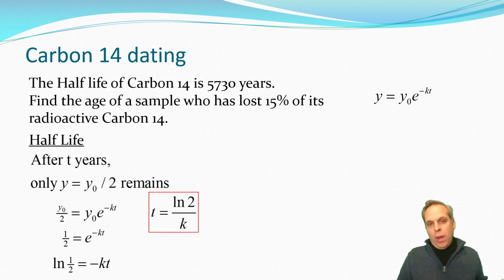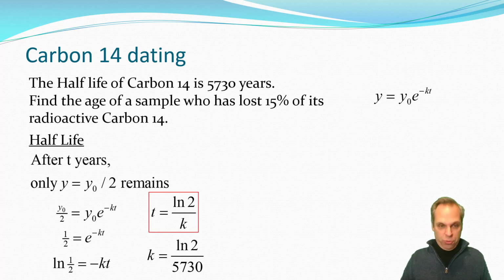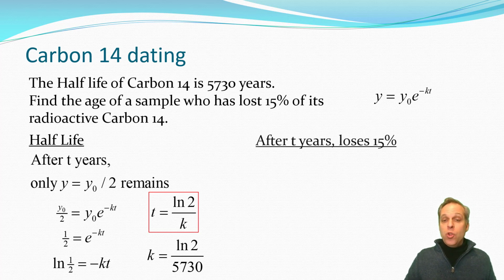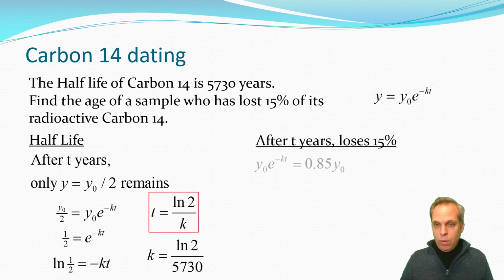In our case, we know what t is. I just want to know what k is. So we now know what k is for this particular problem. Next, with that k, I'd like to know how long I have to wait to lose 15%. Well, if I lose 15%, that means there must be 85% of the initial amount left. So after that many years, we have to have 85% of the starting amount. That's why I have 0.85 times the initial amount. I'll just solve that for t.